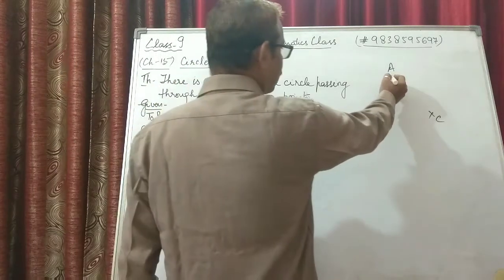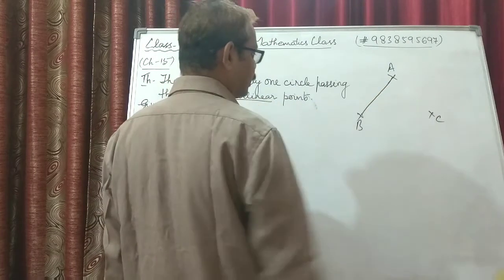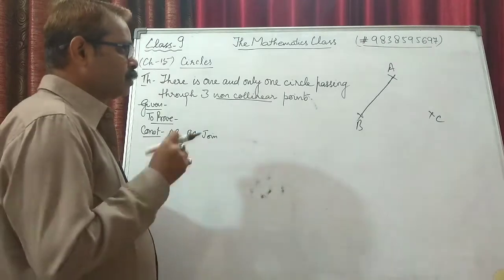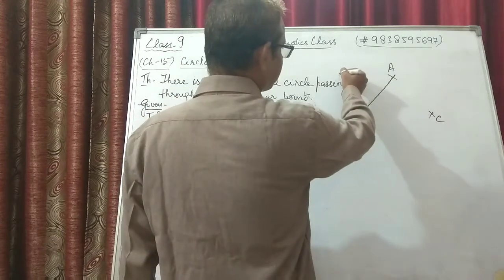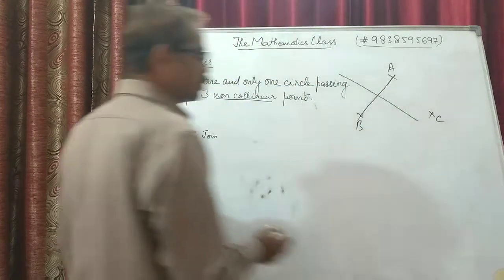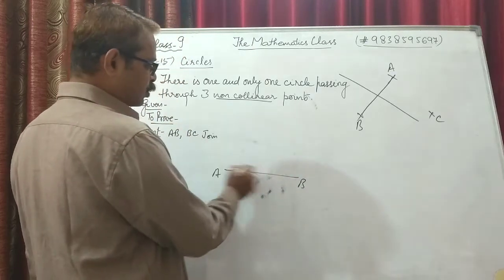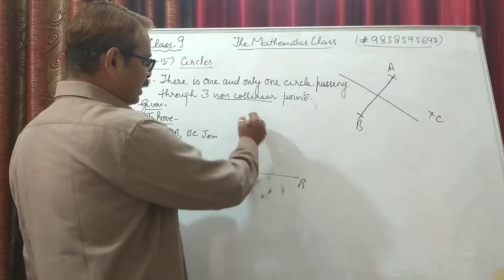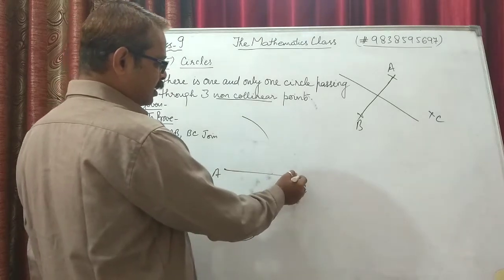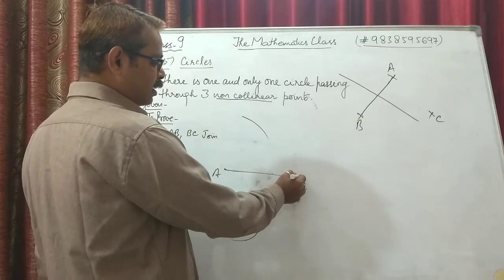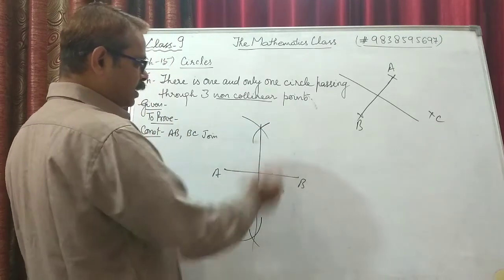So I'll join A and B. Now this is my AB. Now I will be drawing the perpendicular bisector of AB. Perpendicular bisector will be something like this. I hope you remember how to draw a perpendicular bisector. Suppose this is line AB. You open the compass more than half, and from point A make 2 arcs, one above and one below the line. Similarly, with the same measurement, put the needle on B and cut the previous arc. Now this line is the perpendicular bisector.